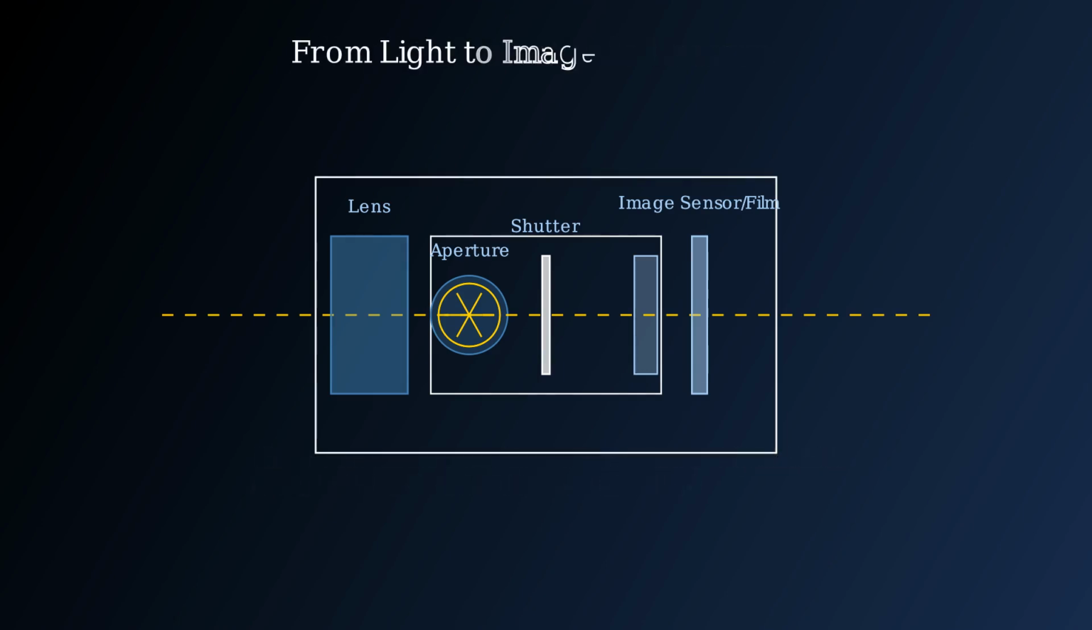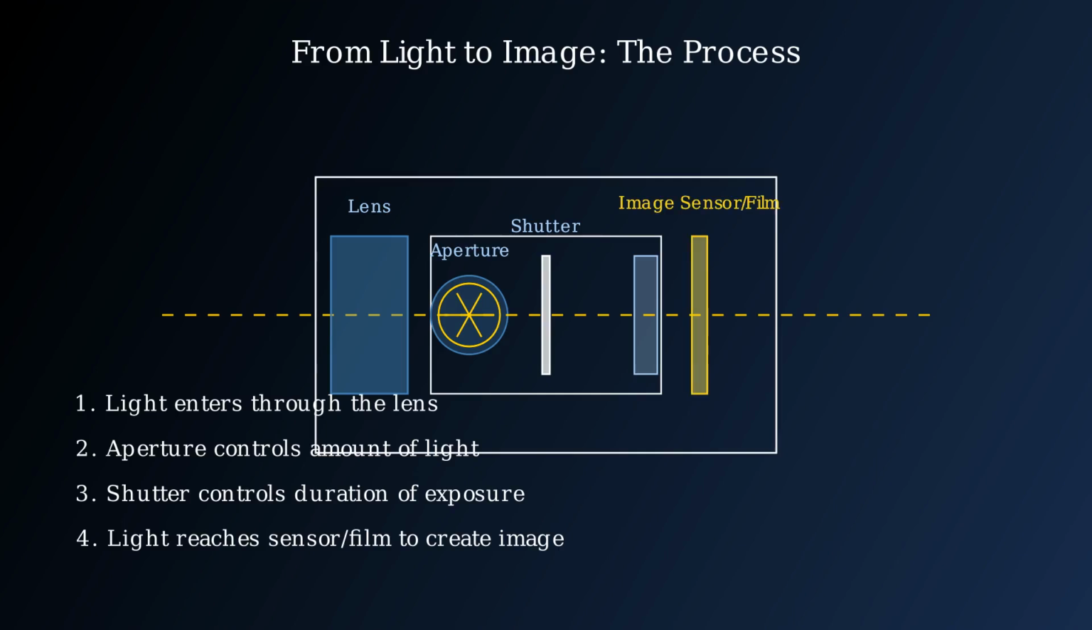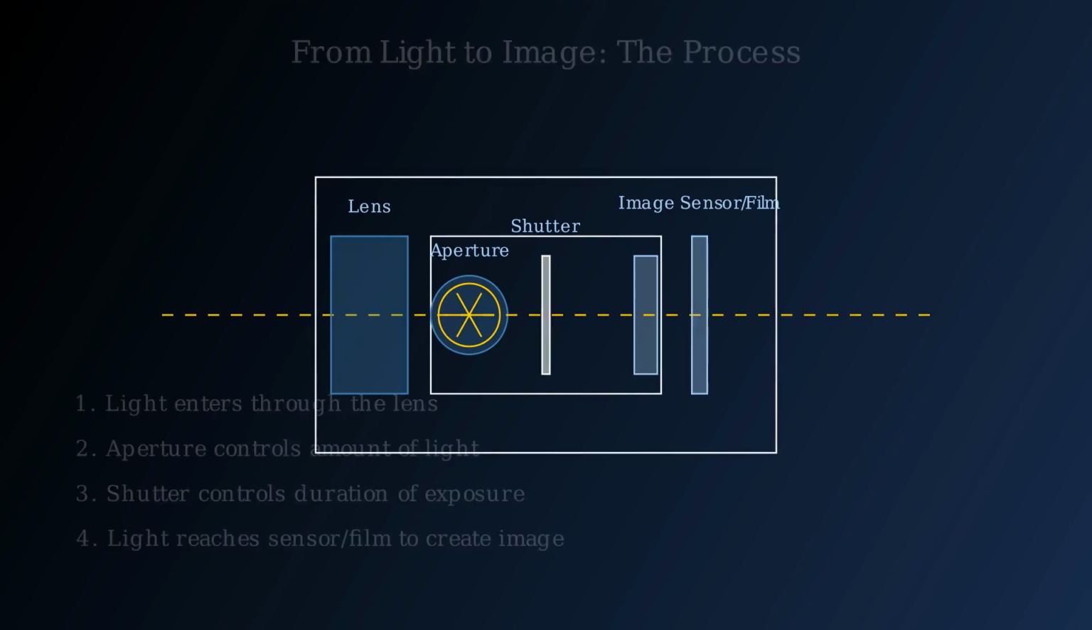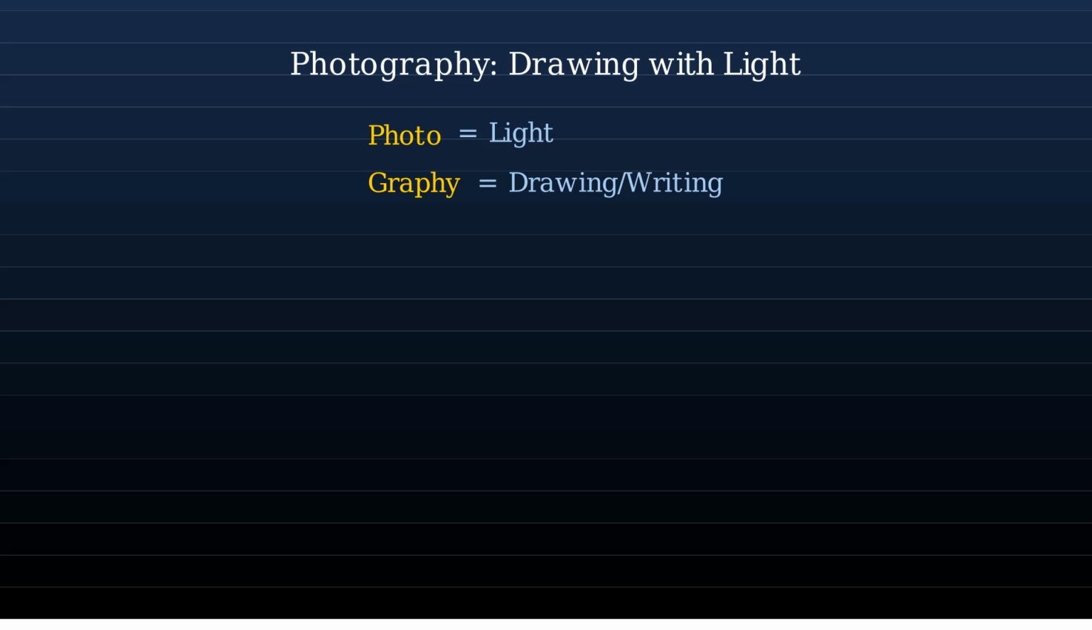In the following sections, we'll explore the step-by-step process of how light becomes a photograph. Now let's delve deeper into the role of light in photography. Photography literally means drawing with light. The term comes from the Greek words photo, meaning light, and graphy, meaning drawing or writing.